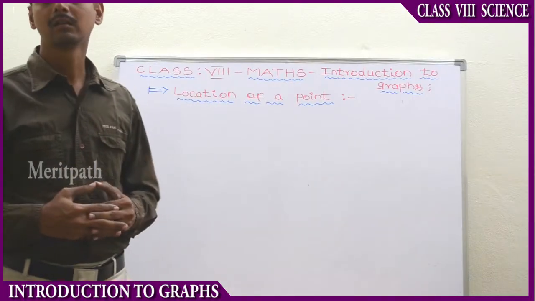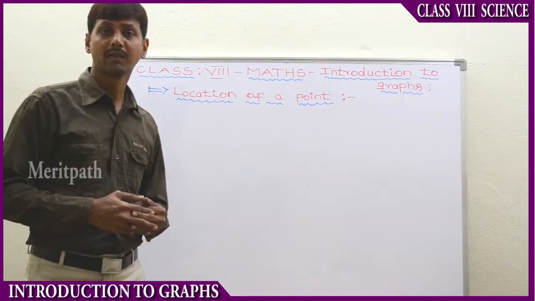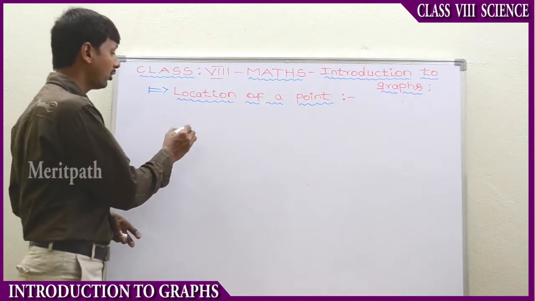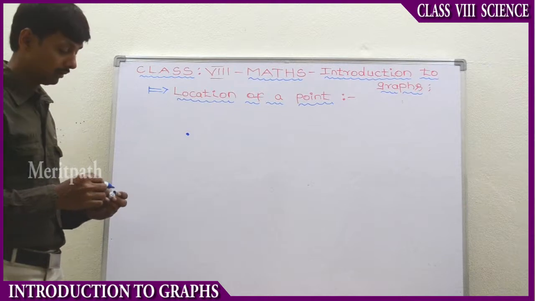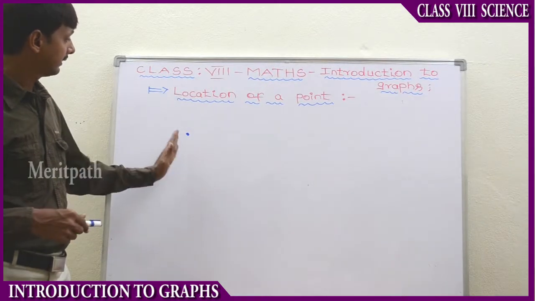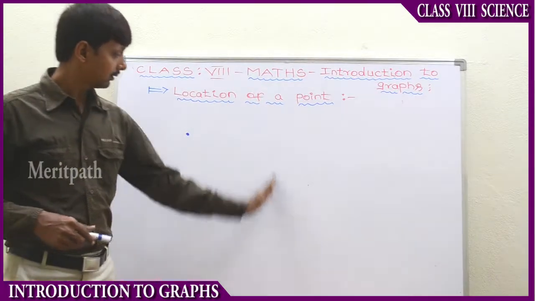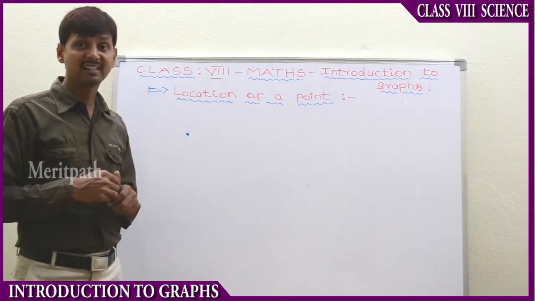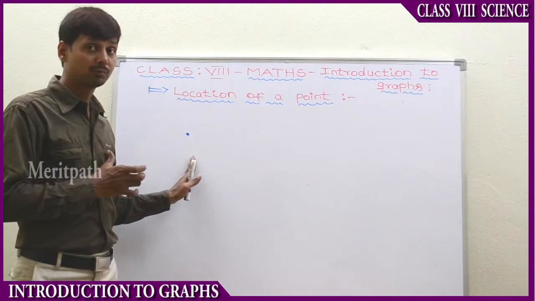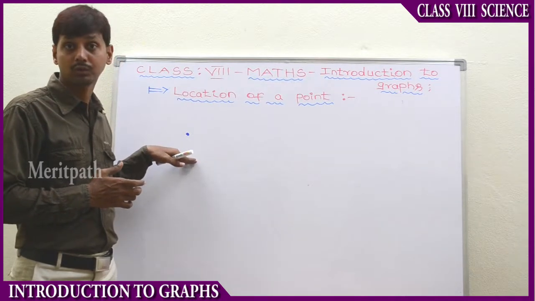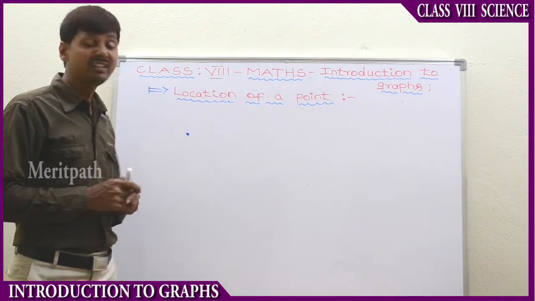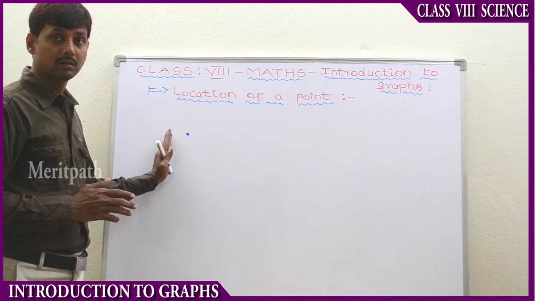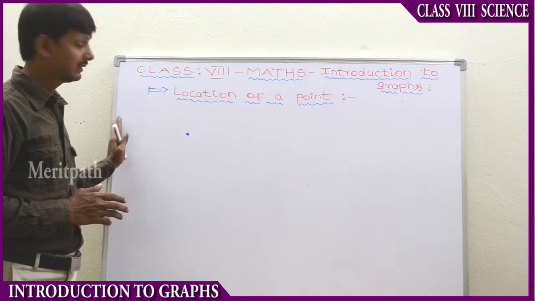Class 8 mathematics. Introduction to graphs. We take any point, so we just place a point. If you observe this point, it is on the left side of the board, and we take the board as a plane. The board as a plane, and the point is on the left side of the board. And when we observe the measurements, it is from the left corner of the board.